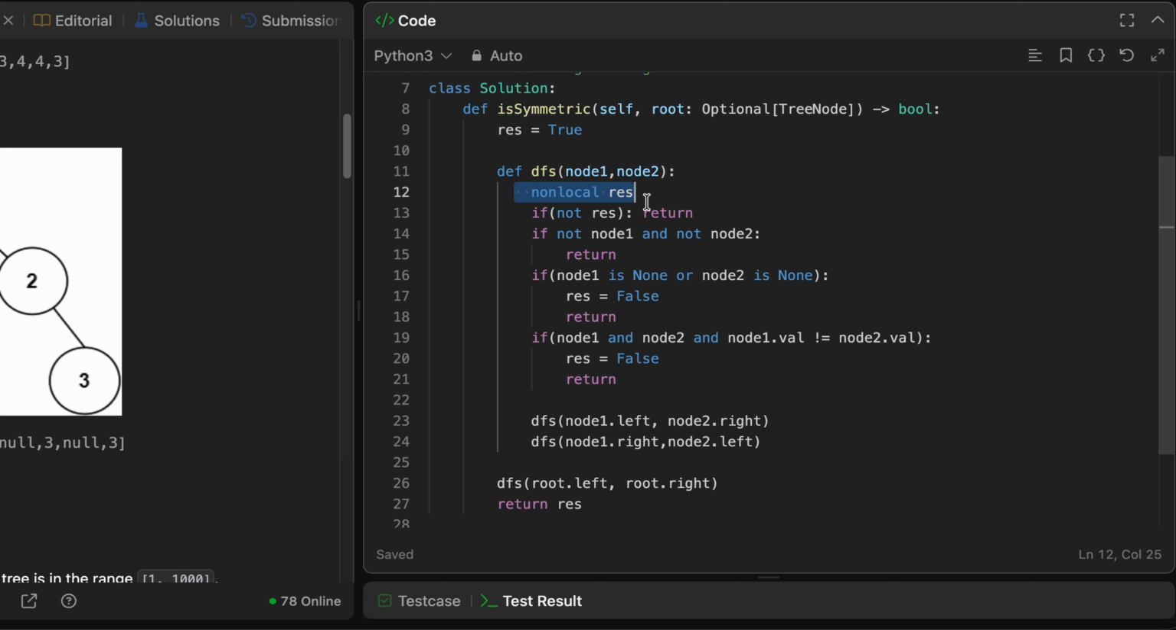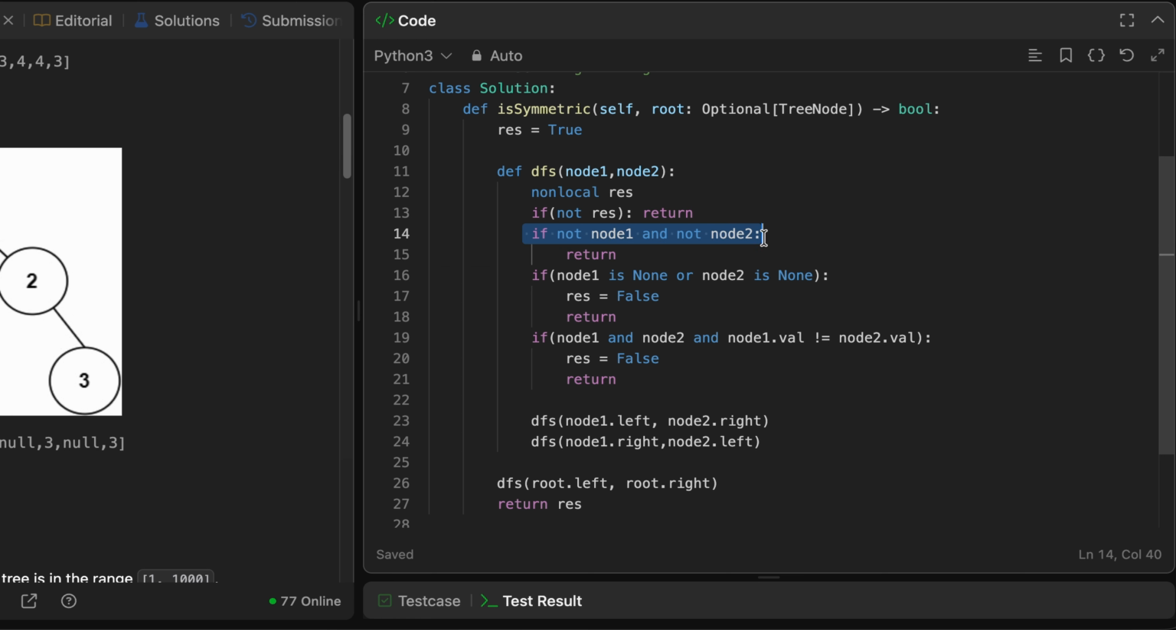First of all, we are declaring that we are going to use a res variable which is nonlocal. It is a global variable. Now we have a few base cases. In this base case, what we are saying is that if somehow we have already set the res as false, we can simply return. We know that the tree is not symmetric, so we don't need to process any further branches. It's basically an early return statement that will help you avoid extra computation.